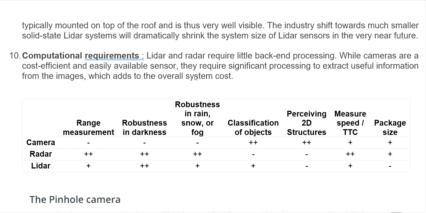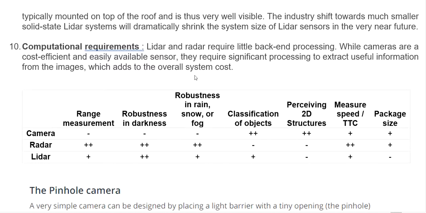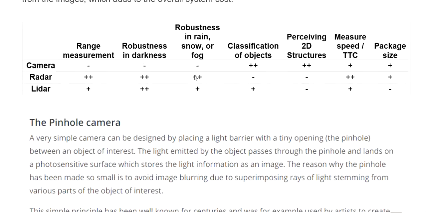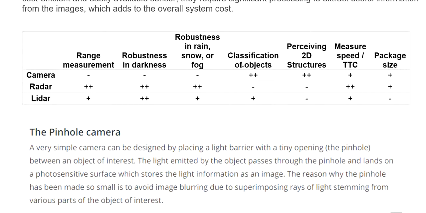On computational requirements, LiDAR and radar require little back-end processing, while cameras are the cost-efficient, easily available sensor that requires significant processing to extract the useful information from images, which adds to the overall system cost. So here the table summarizes the benefits for each equipment: camera, radar, and LiDAR. You can see the table for reference.